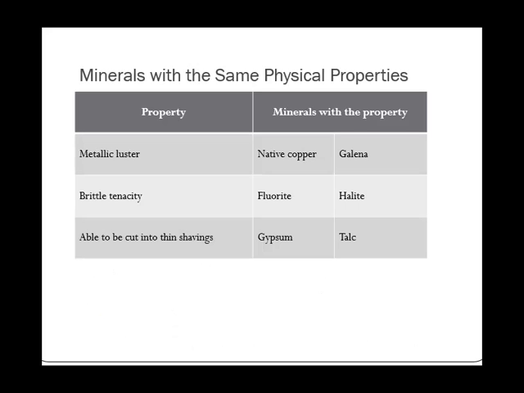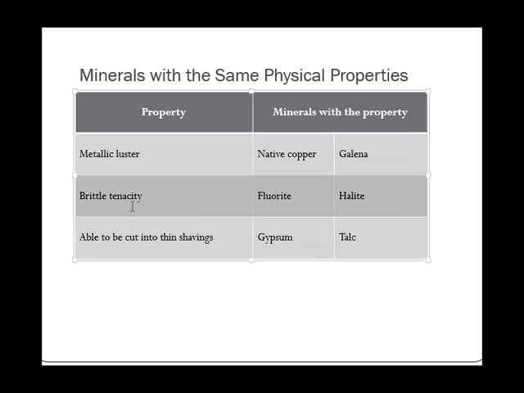Okay. Now, the idea over here is that there are many minerals that might have the same characteristics and so therefore cannot be used to identify them. For example, might have a metallic luster. Native copper and galena both have metallic luster, whereas fluorite and halite both have brittle tenacity. So if you're going to tell a difference between fluorite and halite, well, they both have brittle tenacity, so you got to figure something else out.